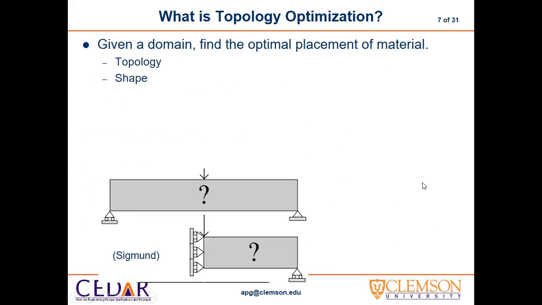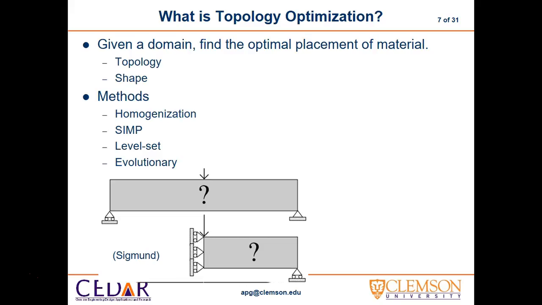So that's what functionally graded materials are. Now, what is topology optimization? Maybe you're already familiar with it. If you're not, this is just a quick overview. Topology optimization is concerned with trying to find the optimal placement of material within a domain.